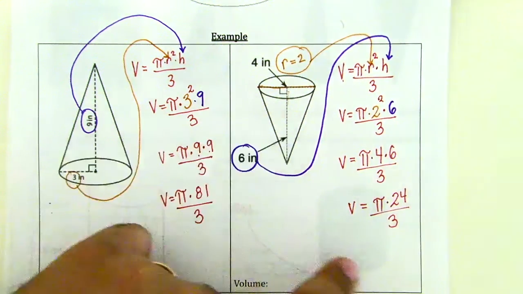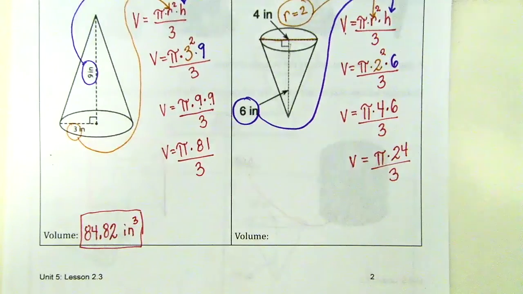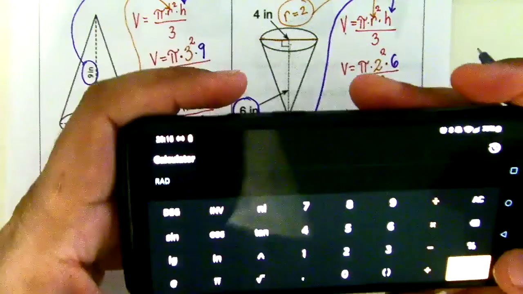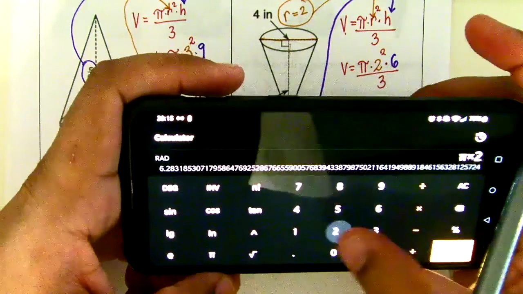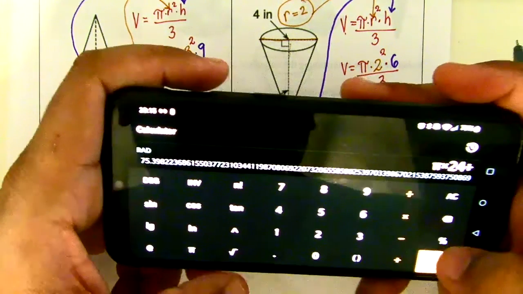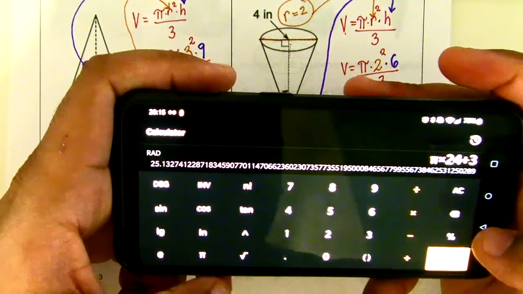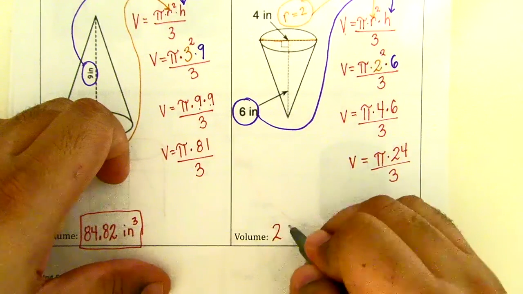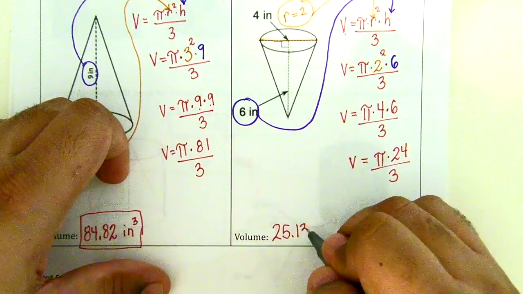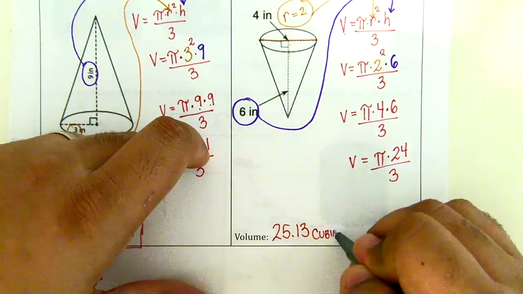And again, there's some simplifying that you could do here, but at this point, I can put this entire thing into my calculator. And I'll walk you through that again, right? Because you can do this all in one step. So I'm going to say pi multiplied by 24 divided by 3. Really important that you don't forget to divide by 3 or your answer is not going to be correct. So in this case here, I've got 25.13, and do not forget your units. In this case, again, we have inches, so cubic inches.